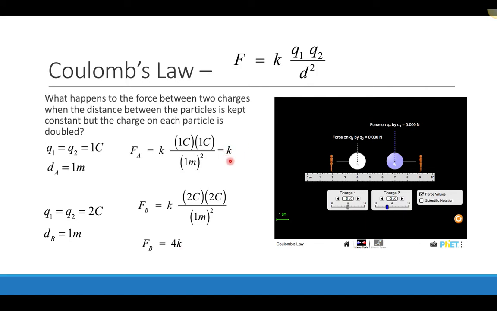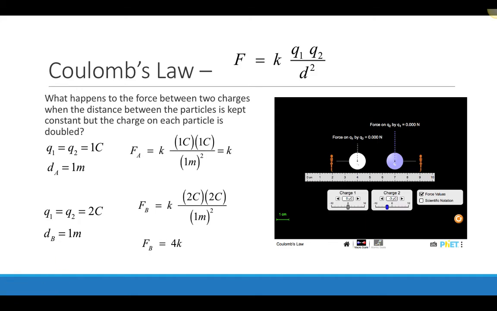So this is a way that we can look at analyzing a question that says, well, what happens to this quantity if I double this other quantity? And it's just nice if you put some easy numbers in, and then compare them to see what happens.